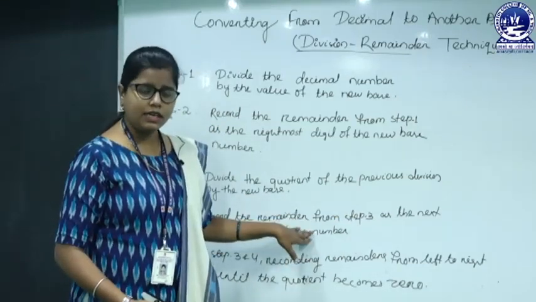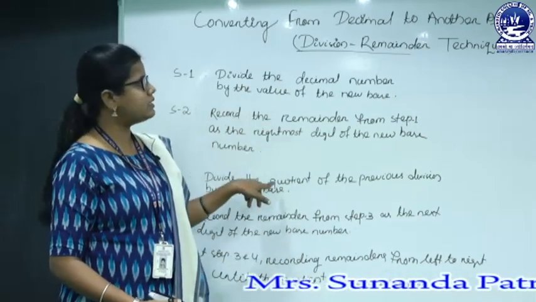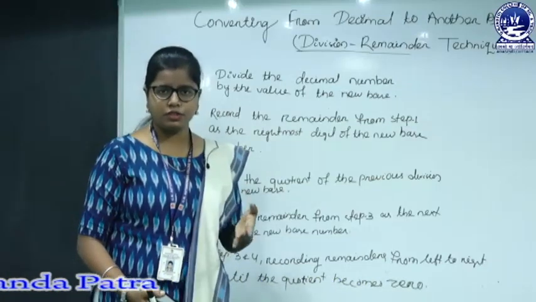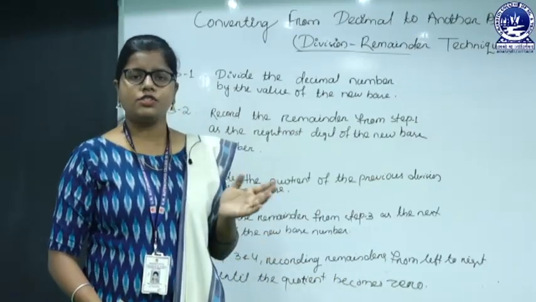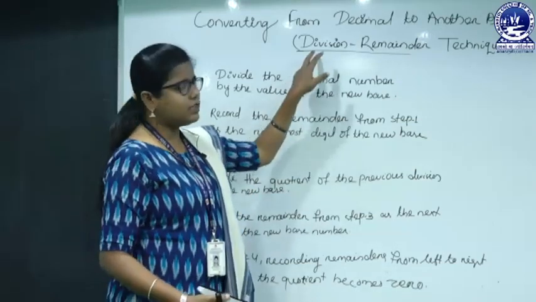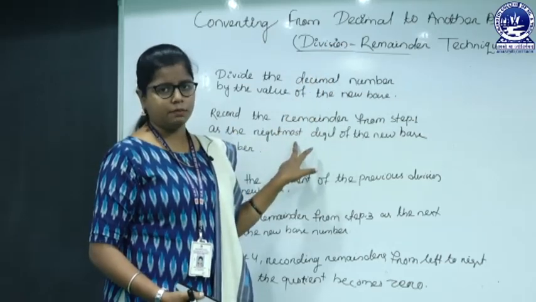So let's take an example and follow this method. This method is named the division remainder technique. That means we are going to divide the decimal number by the new base and we are keeping the remainder. So that's why this name is division remainder technique. So let's take an example.